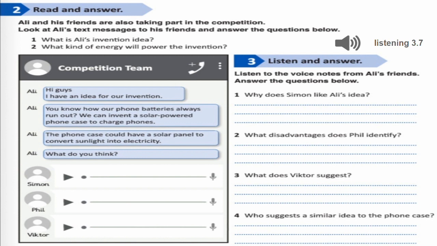Hi Ali. Wow, that's a great idea. I like it because it solves a problem that many people have. And it's environmentally friendly. So, I think it has a lot of potential. You know, we could also use the same idea for a laptop case. What do you think?